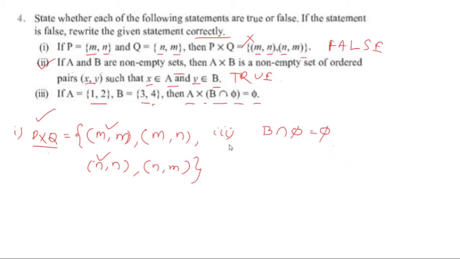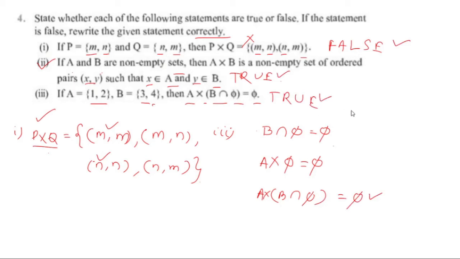Okay. So we have also learned that the Cartesian product of two sets where the first set is finite and the second set is phi will also be phi. So I can write (A cross B) intersection phi will be phi. Hence, this statement is true. So my answer is the first one is false, the second one is true, and the third one is also true.